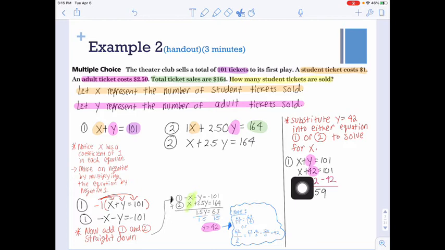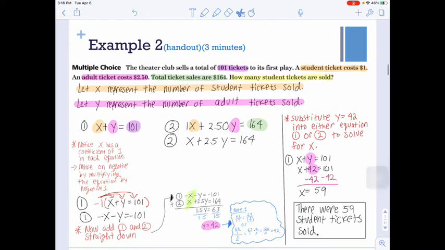To get x by itself, we can subtract 42 from both sides. 42 minus 42 is 0, so we have just x on the left. 101 minus 42 gives us 59. Therefore, x equals 59. Our goal here was to figure out the number of student tickets sold, which was represented by x. Now that we know that x is 59, we can say there were 59 student tickets sold.